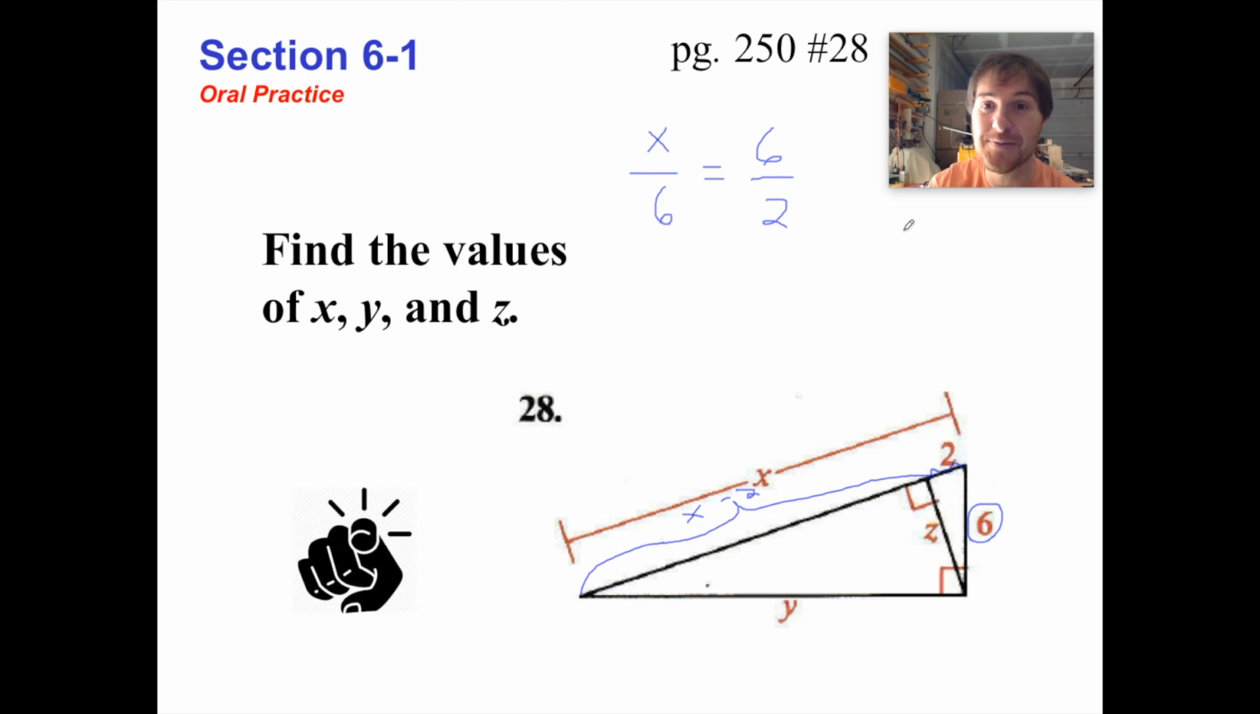Look, check it out here. 2 times X, that's 2X. 6 times 6, 36. And hopefully you followed my logic here. Divide both sides by 2, X equals 18. So there we have 18 right there for X.